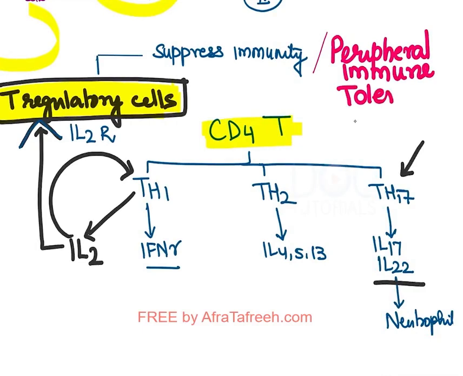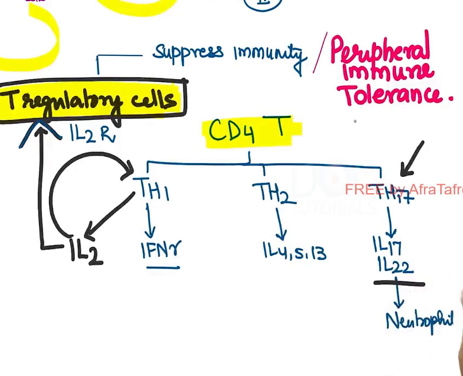Do you understand the meaning of peripheral immune tolerance? That means that it does not respond to every antigen just like that. So it knows how to tolerate. This is a very powerful mechanism of peripheral immune tolerance. So T regulatory cells can tolerate the antigen.